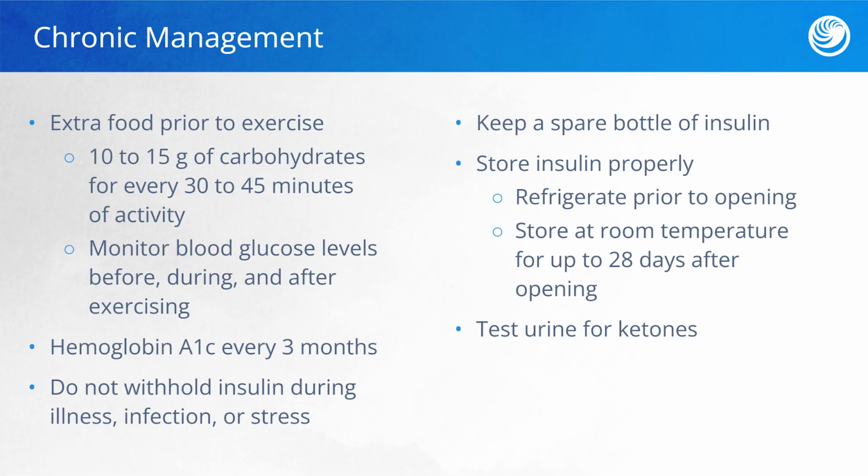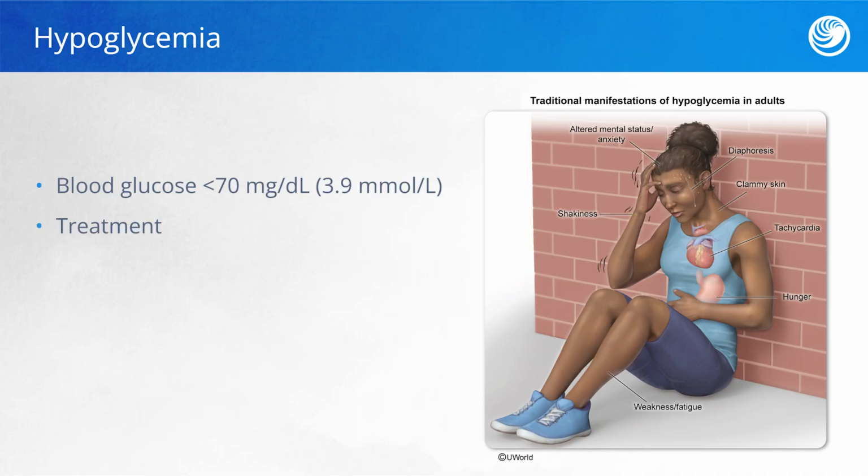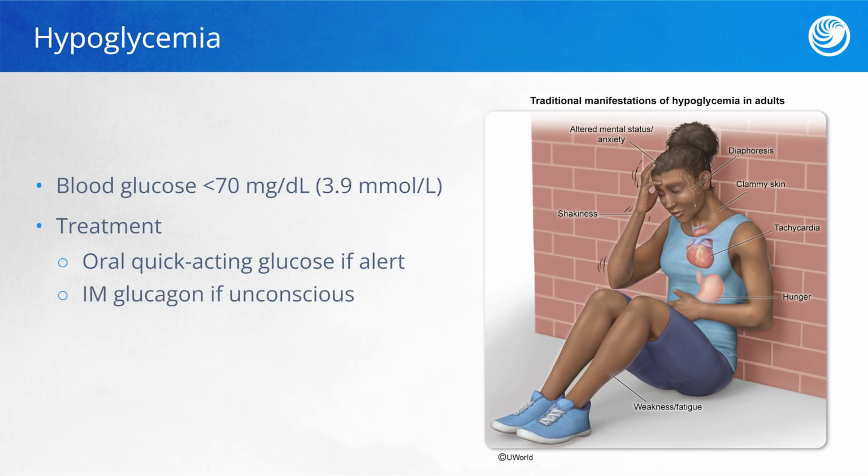Let's go to hypoglycemia. Hypoglycemia is going to be typically when their blood glucose is under 70. Now, the treatment for this is going to be those quick-acting glucose tablets that we talked about, possibly IM glucagon if unconscious, given by someone from EMS. Remember, this is a medical emergency.